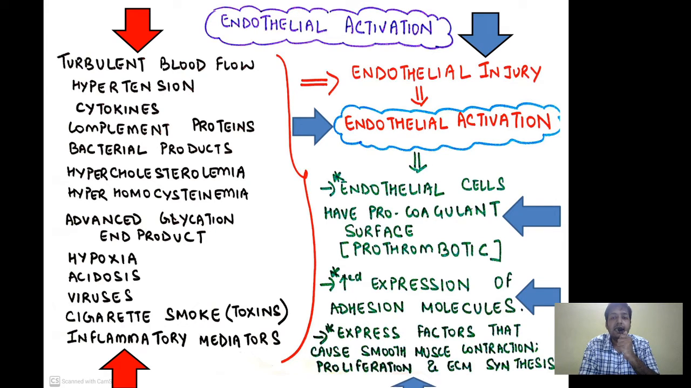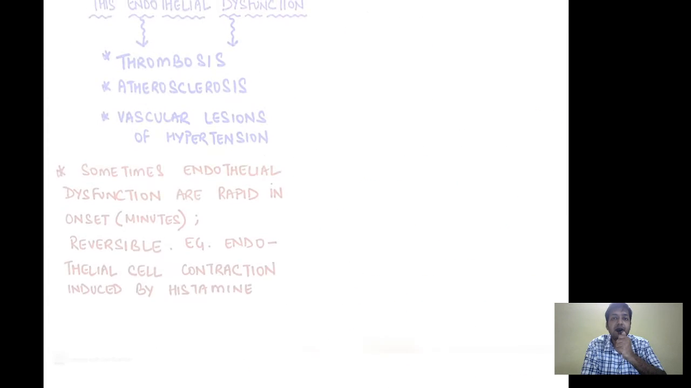And thirdly, they express factors that cause smooth muscle contraction, proliferation, and increased extracellular matrix synthesis. Now, all these three changes that we have seen are part of a normal healing process, and our endothelial cells are no different than any other cell in our body. So there is proliferation of smooth muscles and extracellular matrix synthesis, and this has an important clinical impact. We are going to read about it in the next slide.